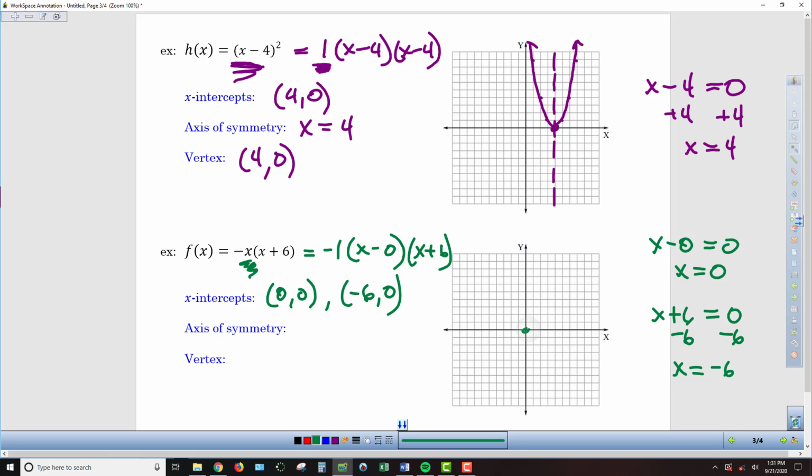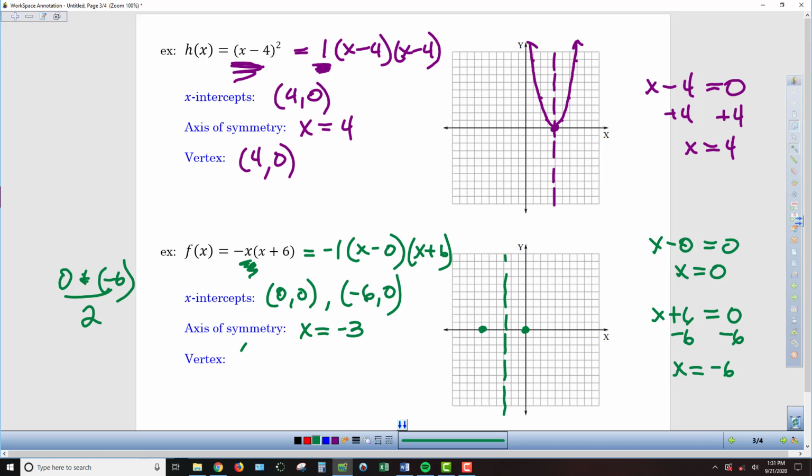So I can go ahead and put those on my graph, (0, 0) and then (-6, 0). So right about here. And now I'm going to proceed as usual from the first two examples in the previous video of how to find the axis of symmetry. So I'm going to add those two x-intercepts, 0 and -6, and divide by 2. So 0 plus -6 is -6. -6 divided by 2 is -3. So I've got x equals -3, and so I can go ahead and dot that in.